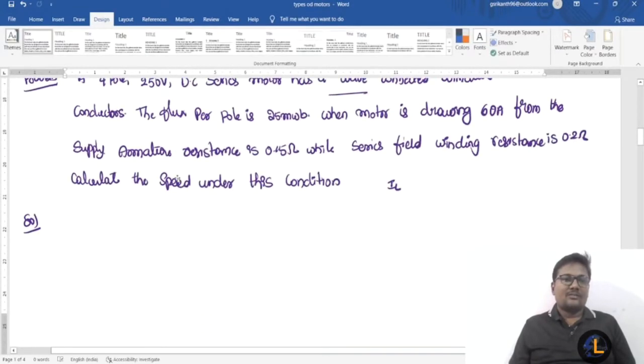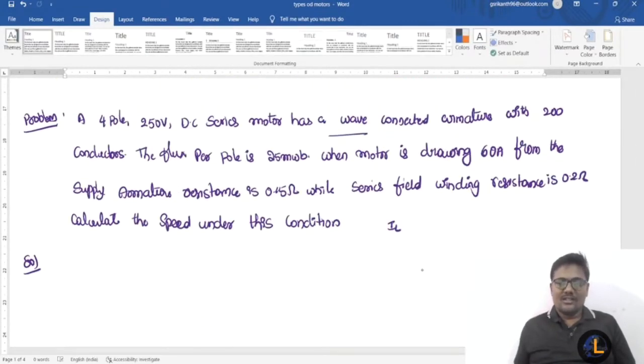So this is about the series motor. A 4-pole 250 volts DC series motor. First of all, you should draw the diagram. If it comes in an examination, DC series or DC shunt or DC compound motor, first you should draw the diagram. Then you will easily understand.